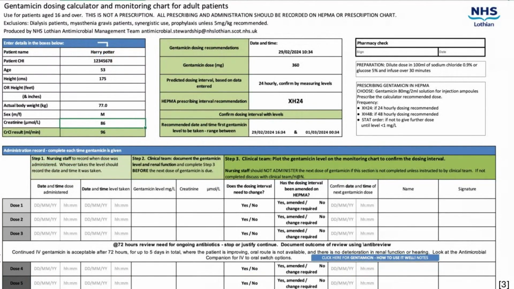So this is an example of the online calculator that we use in West Lothian. So you just input your patient detail. You'd need a weight, a height, sex, and creatinine, and it works it out for you essentially. So once you've given the dose, you then need to take a gent level between 6 to 14 hours afterwards, and that will then inform your dose.